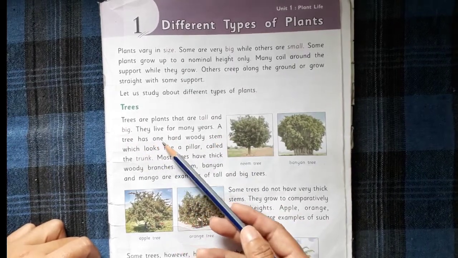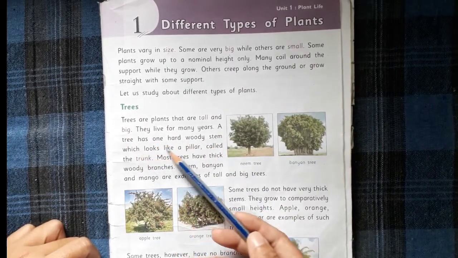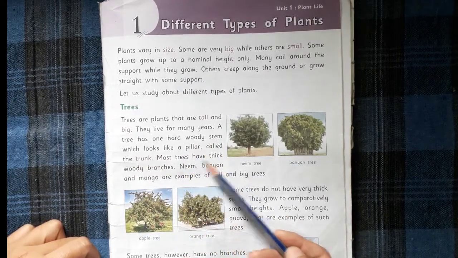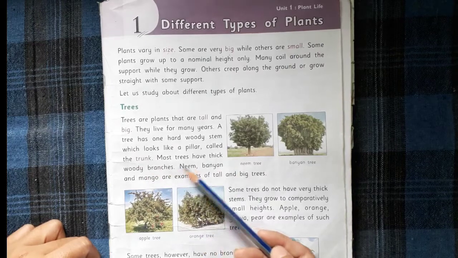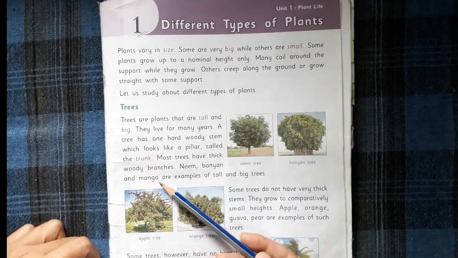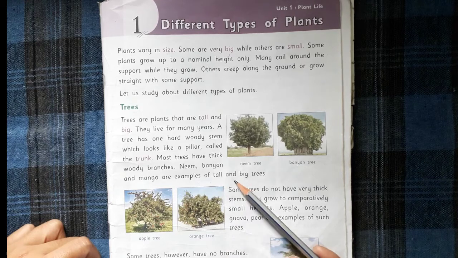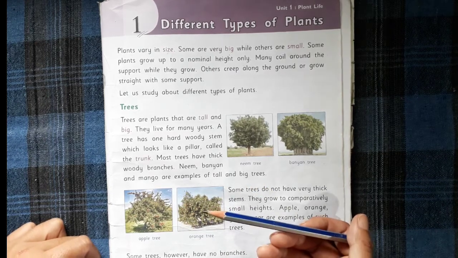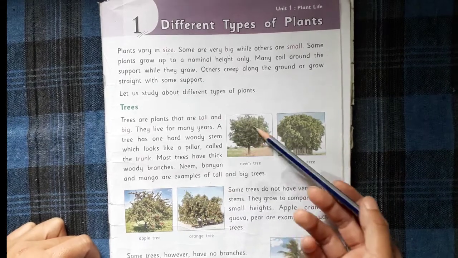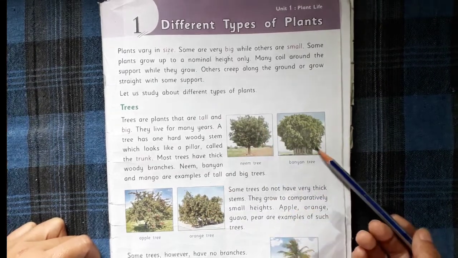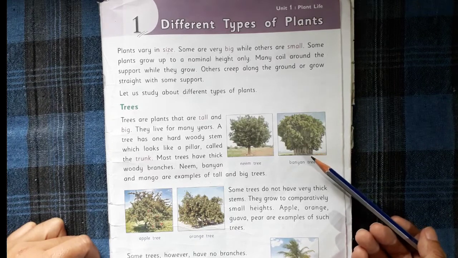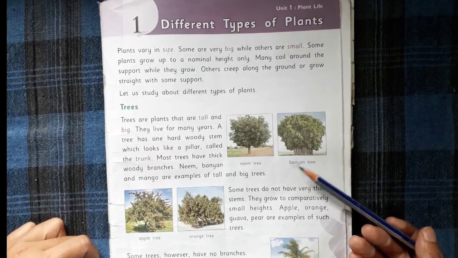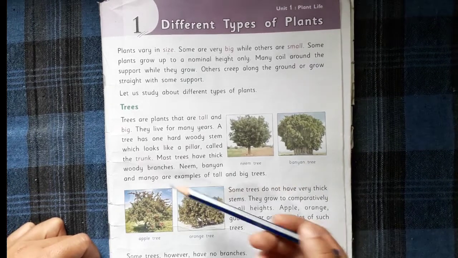A tree has one hard woody stem which looks like a pillar called the trunk. Most trees have thick woody branches. Neem, banyan and mango are examples of tall and big trees. Okay, trees are tall and big. You see, this is neem tree and this is banyan tree, and you might have seen many other trees in jungle. They are tall and big and they live for many years.